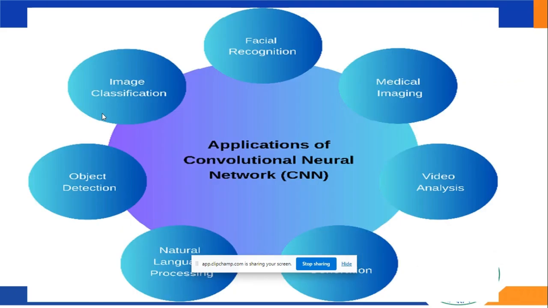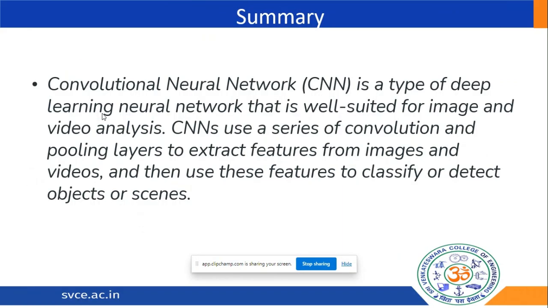These are some of the applications of convolutional neural networks: facial recognition, medical imaging, video analytics, natural language processing, object detection, image classification, etc. In summary, a convolutional neural network is a type of deep learning neural network that is well suited for image and video analysis. CNN uses a series of convolutional and pooling layers to extract features from images and videos and then uses these features to classify or detect objects or scenes.